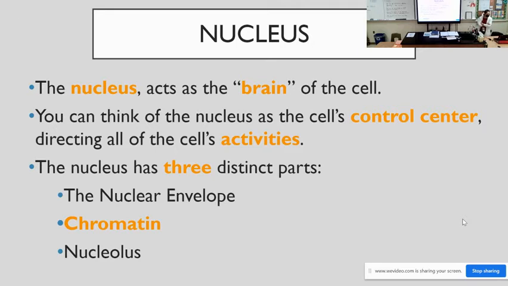Okay, it's also considered the cell's control center because that's where the directions for what the cell needs to do come from. And then the nucleus has three distinct parts. There's the nuclear envelope, the chromatin, and then the nucleolus. So while the nucleus is one organelle in and of itself, it also has main components that each serve a purpose for the nucleus.